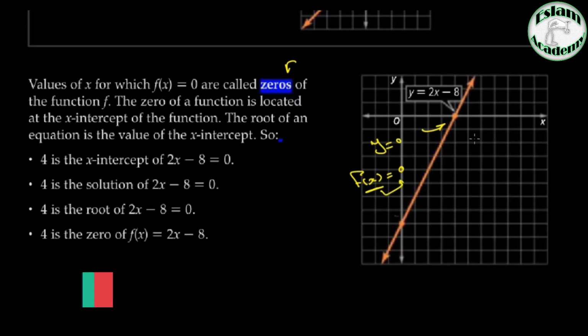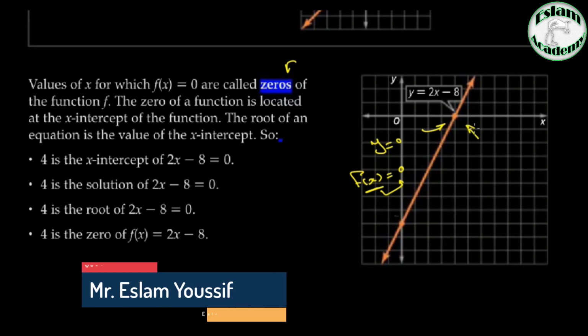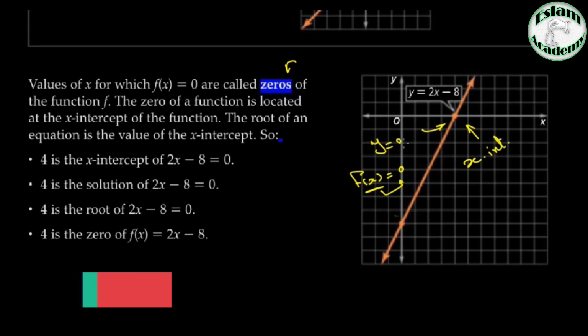On the graph, we can find that the zero of the function is the point of intersection between the line and the x-axis, which is called the x-intercept. In this graph, the zero of the function is defined by the point 4.